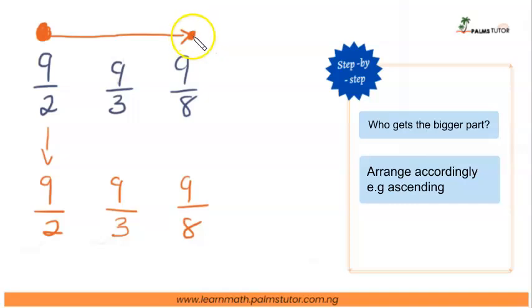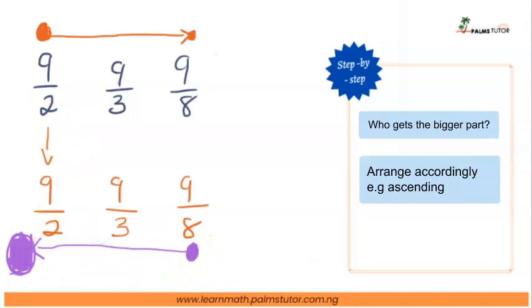That's the descending order. And then we can say that if we move from this direction to this direction, that's from the smallest to the biggest, right? This will be ascending order. Descending is from biggest to smallest, ascending is from smallest to biggest.